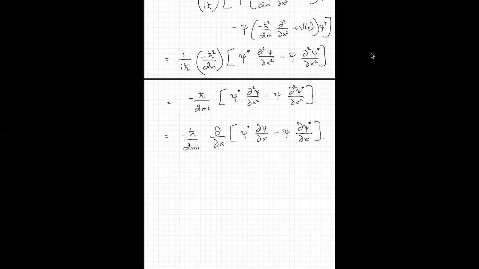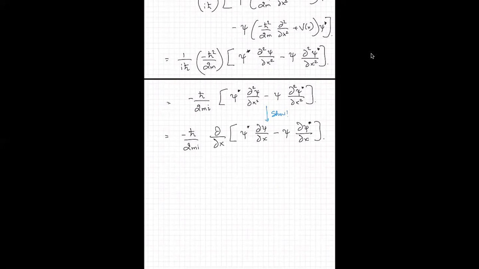Why? Because if I take the derivative of psi star d psi dx, I get d psi star dx times d psi dx plus psi star d squared psi dx squared. And the mixed term, which is d psi star dx times d psi dx, cancels between the first term and the second term. So you can actually show that this is equal to this. Anything I write in blue, you should show yourself. This is rather easy to show.